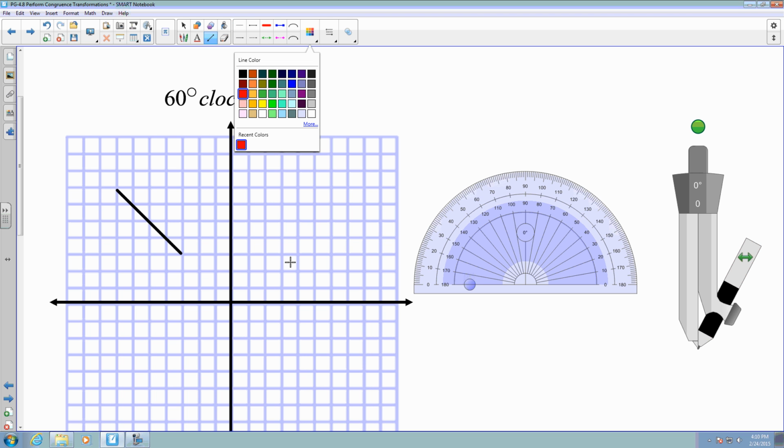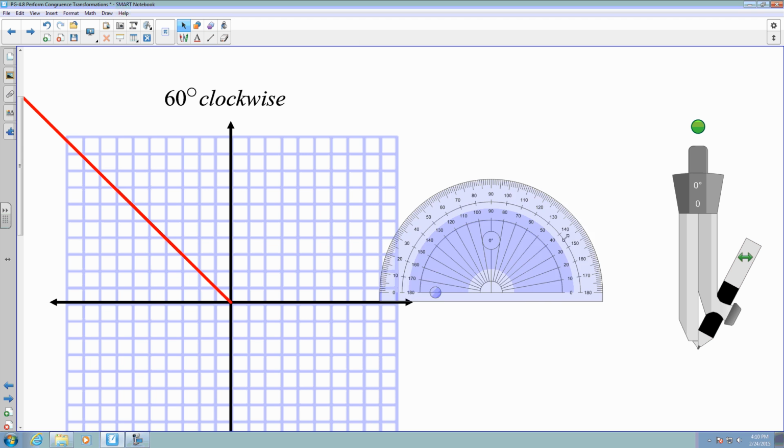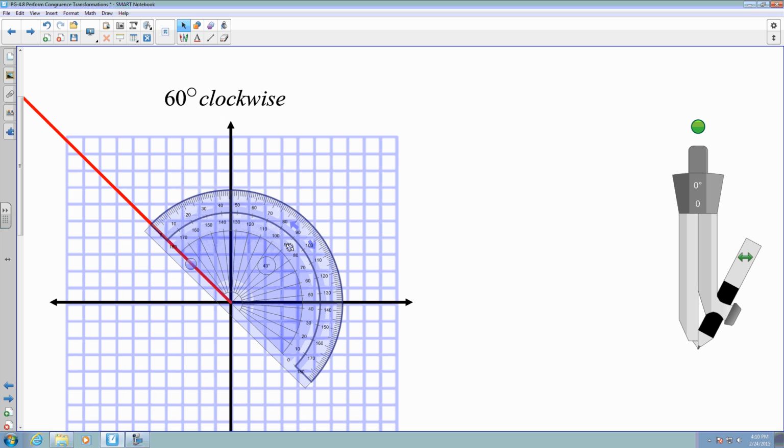So I'm going to make a little red line and have it extend, and it's going to hover over the line in question. So I'm going to be rotating that line. What I want to do now is take my protractor and position it so it's touching the red line, and I'm also moving it counterclockwise, and it's telling me it's 60 degrees. So 60 degrees is right there.